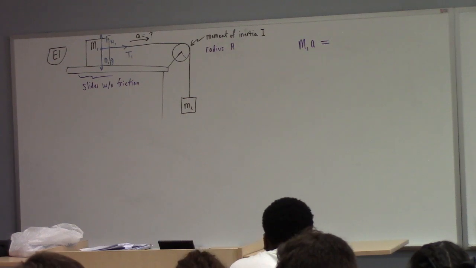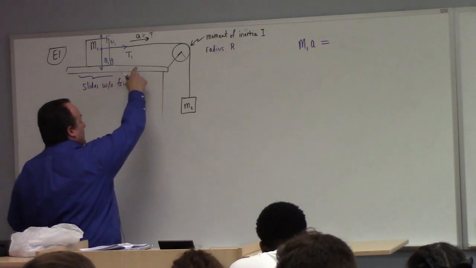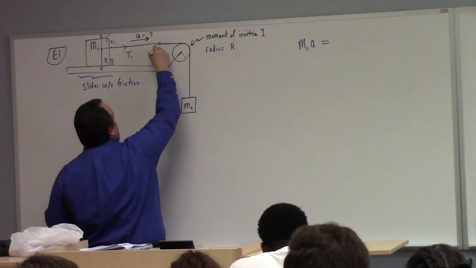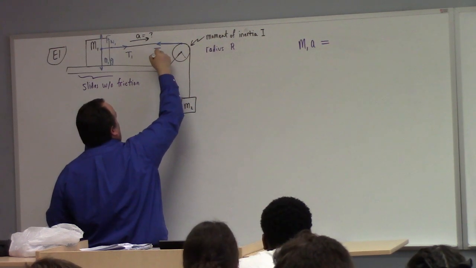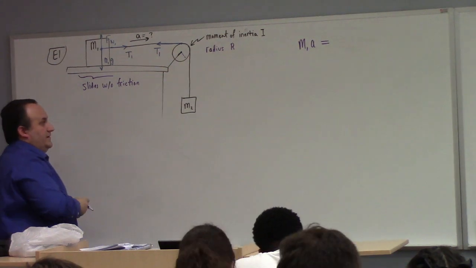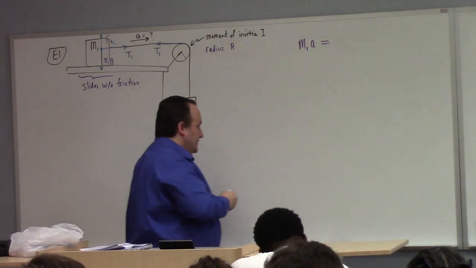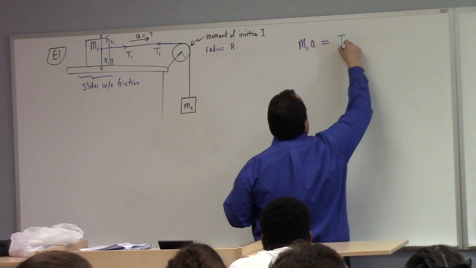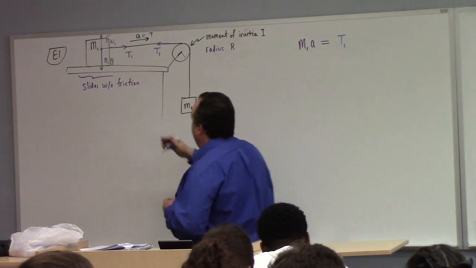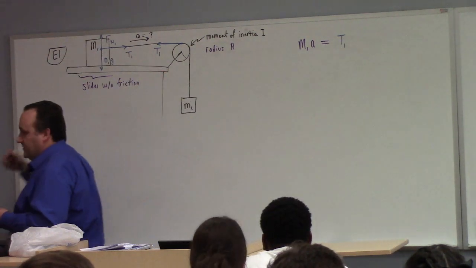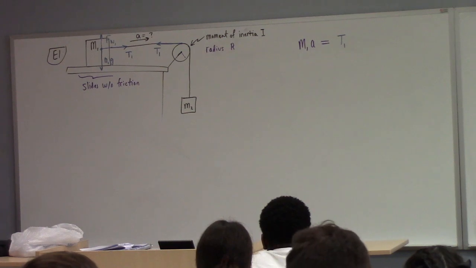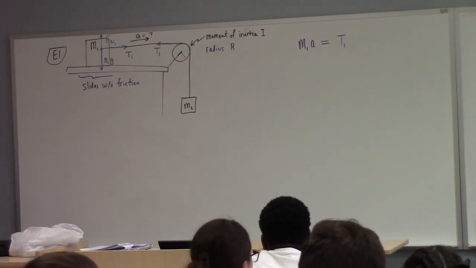All right? Now, tension 1 is the tension in this rope, which means that there's also a tension 1 pulling right here like so. All right? So in short, M1A is just equal to T1. That's it. All right? Does that make sense? If I'm defining this as the positive direction, is that the appropriate sign choice there?